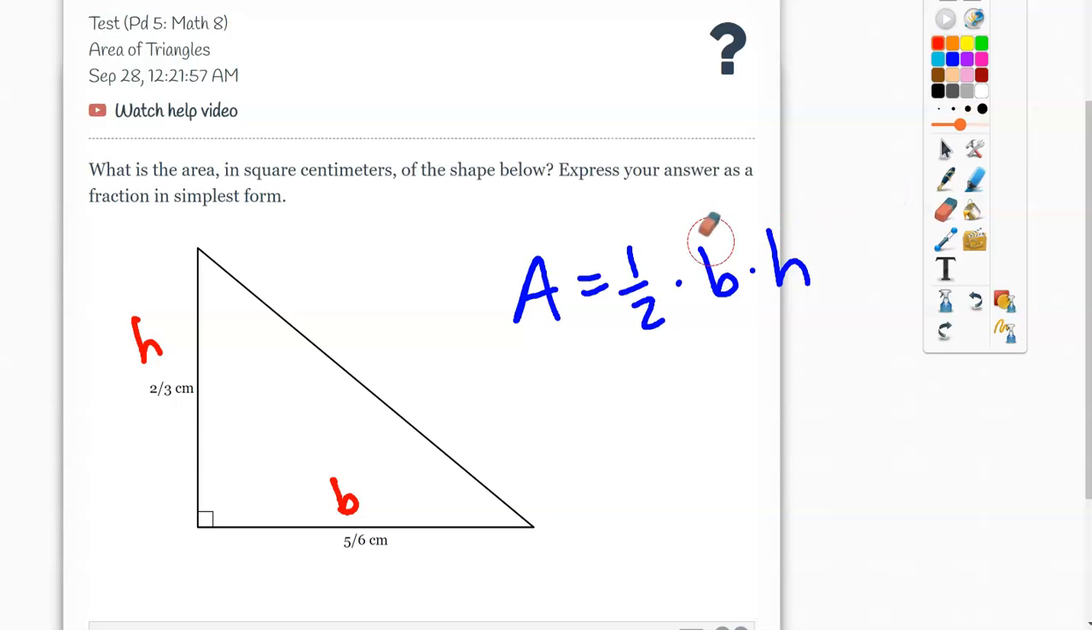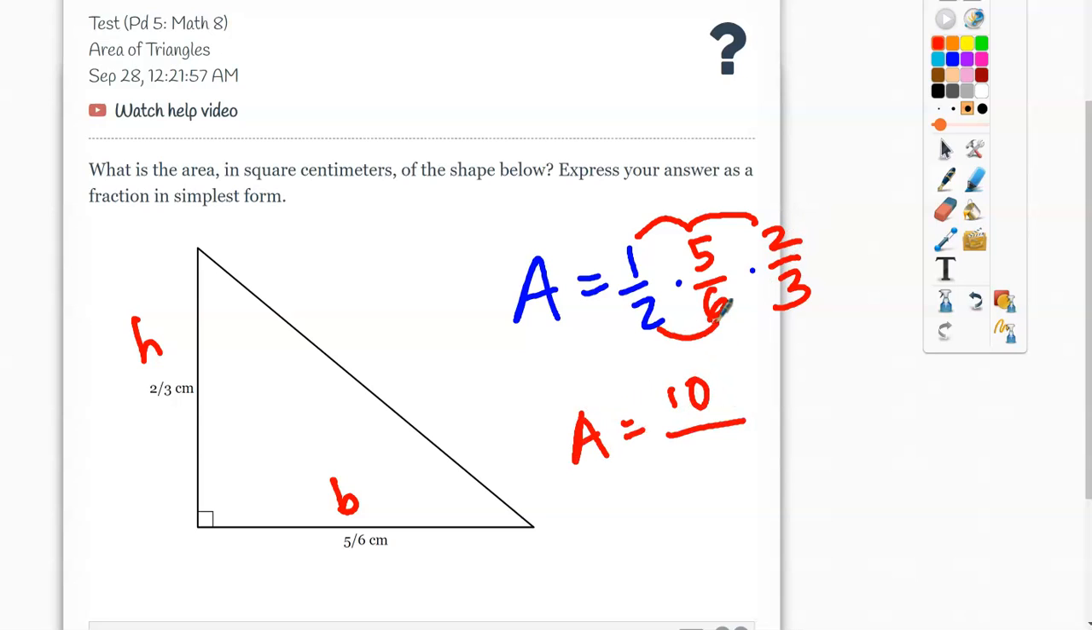So I'm going to erase the b, and I'm going to replace it with the fraction 5 over 6. And then I'm going to erase the h and replace it with the fraction 2/3. Now all I need to do is compute. Numerator times numerator. 1 times 5 is 5. 5 times 2 is 10.